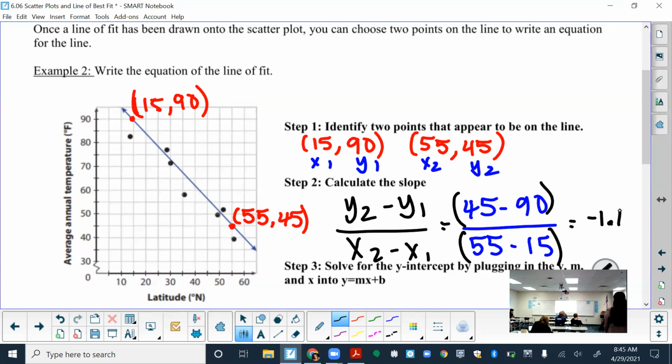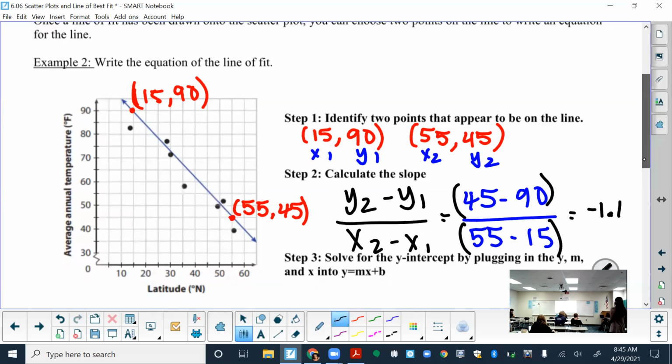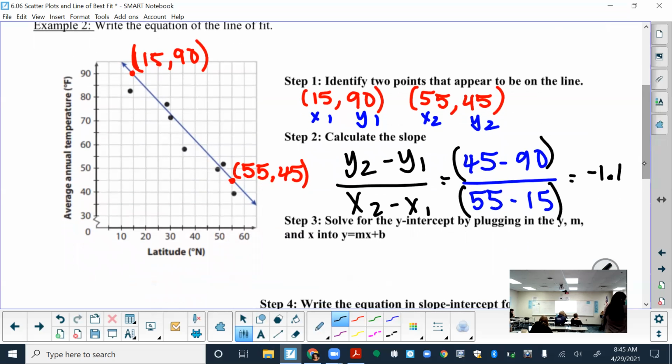All right, did you guys get something similar? And on the whiteboard notes, which I will publish later, I used different points and I still got this as my slope. So you should get a slope near this, even if you use different points from the line. All right, so we found the slope. This is going to be my m in the y equals mx plus b. We don't know the y-intercept. It's not on this graph, but we can solve for it.